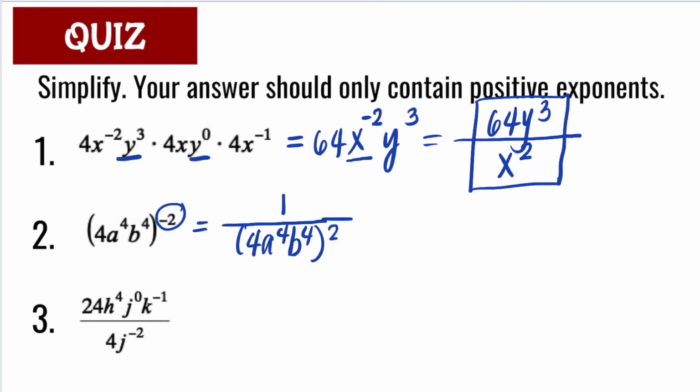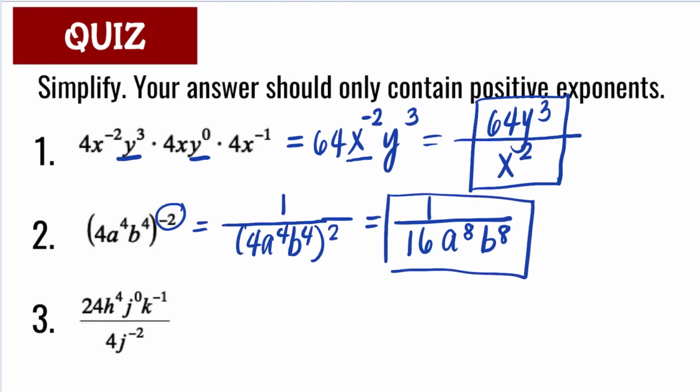Now let's simplify the denominator using the power rule. The 1 on top remains the same. And now we need to do 4 to the 2nd power, which is 4 times 4, so you have 16. Simplify a to the 4th squared, that means you multiply 4 times 2, and that's 8. b to the 4th squared, you also multiply 4 times 2, and that is b to the 8. So the answer for number 2 is 1 over 16 a to the 8, b to the 8.